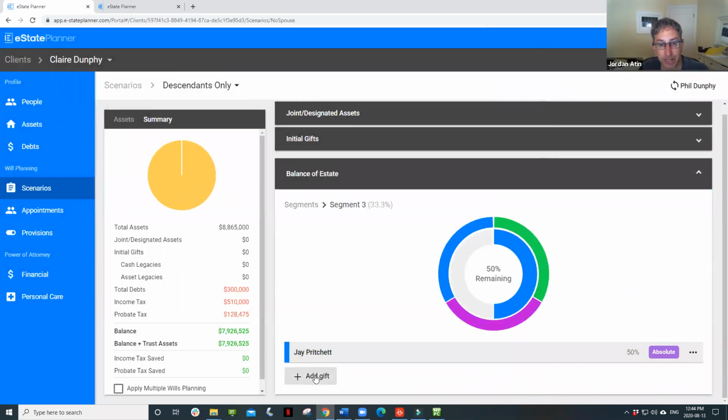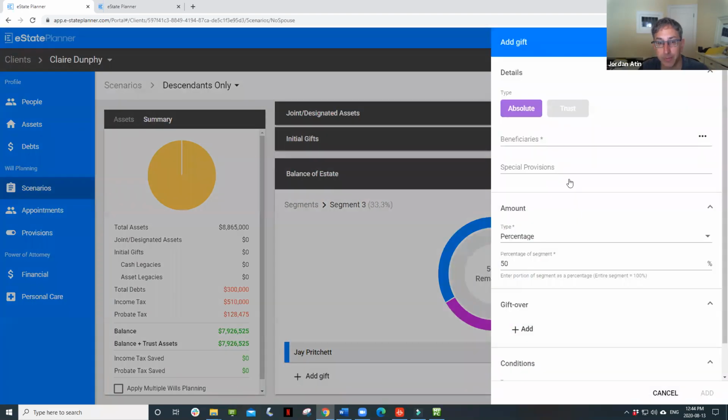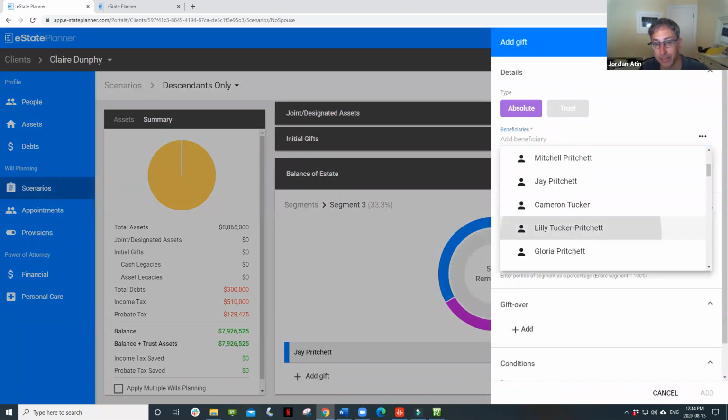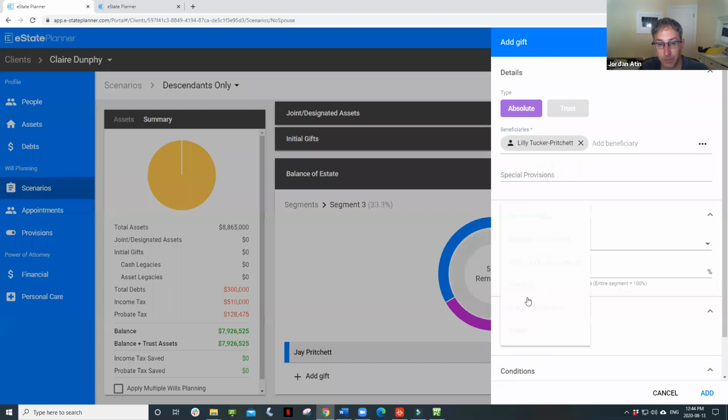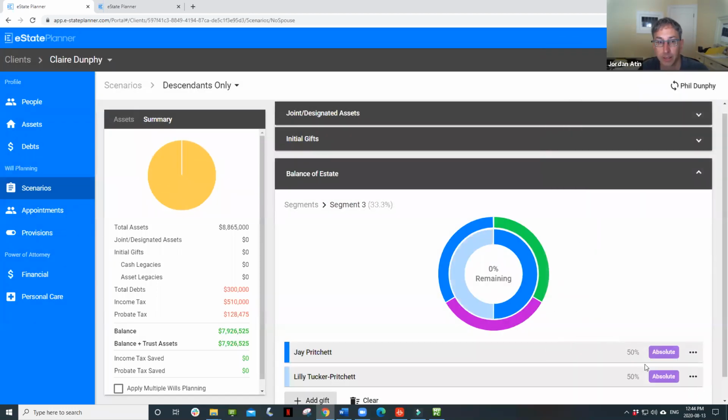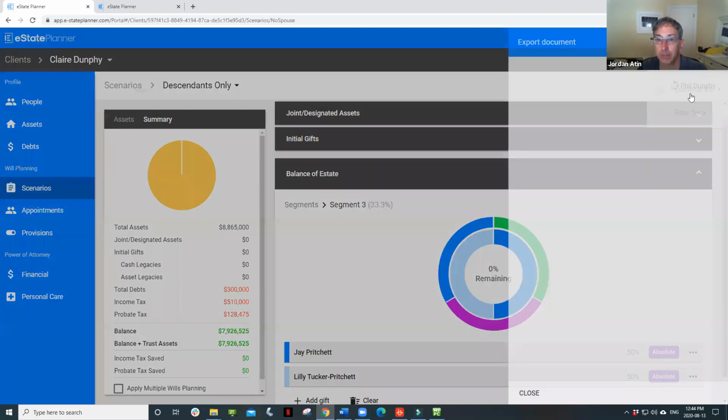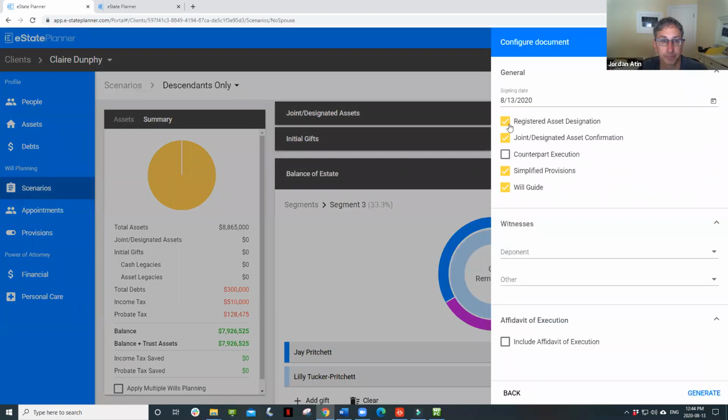Now we got to give away the other 50%. So the other 50% of that third is going to Lily. Okay, and we'll say to her issue if she's not alive. So that's how we create a more complicated gift. Now let's look at what the will looks like when we generate that. So we go Documents, Single Will, and then I'll open up the floor for questions.